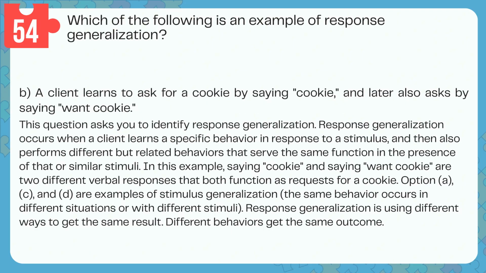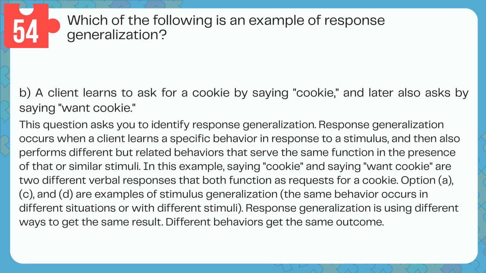Answer B. A client learns to ask for a cookie by saying cookie and later also asks by saying want cookie. Explanation. This question asks you to identify response generalization. Response generalization occurs when a client learns a specific behavior in response to a stimulus, and then also performs different but related behaviors that serve the same function in the presence of that or similar stimuli. In this example, saying cookie and saying want cookie are two different verbal responses that both function as requests for a cookie.